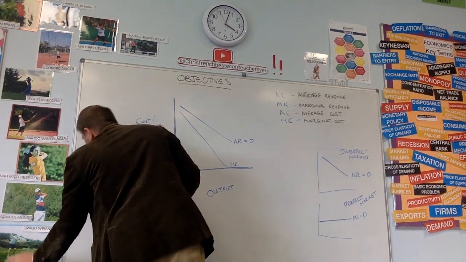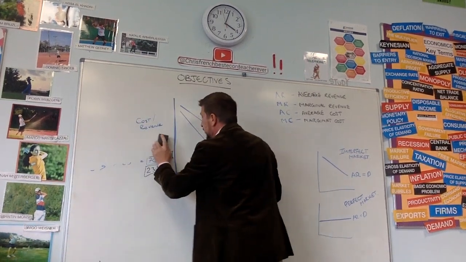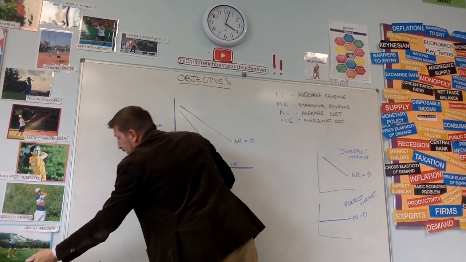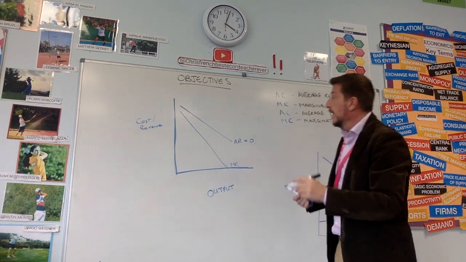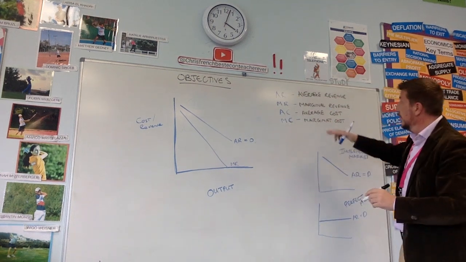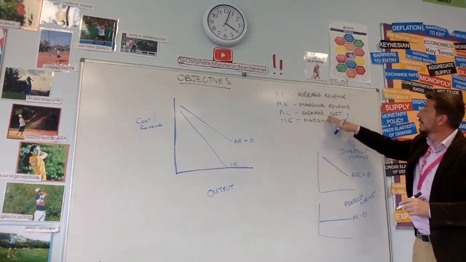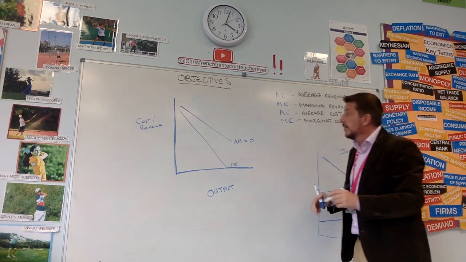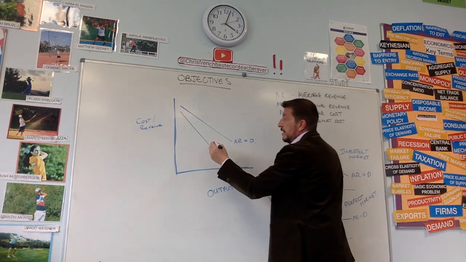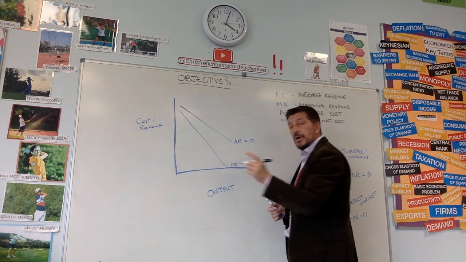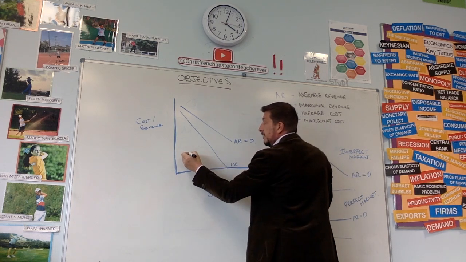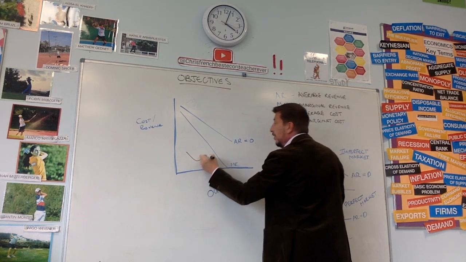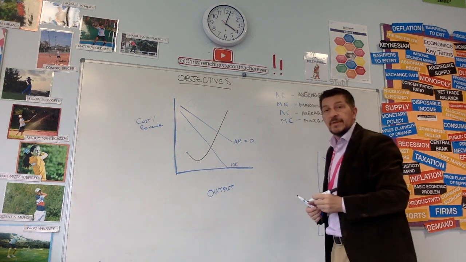Next, we're going to introduce our cost theory. So our cost theory, we have two lines for our cost theory as well. We have our average cost curve and we have our marginal cost curve. So our average cost curve is very simple. Well, let's put on the marginal cost curve first. First of all, marginal cost falls and then rises.